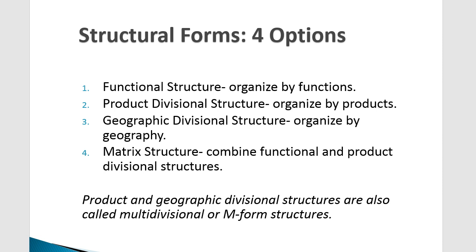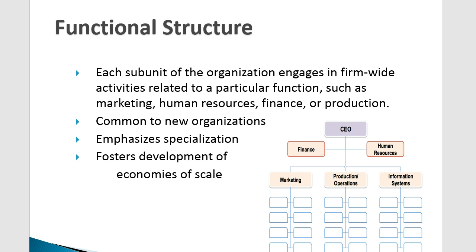Okay, so let's talk about structural forms. We have 4 options. We have organize the structure by functions, organized by products, organized by geographical area, or have a matrix, which is sort of a hybrid combined structure. So each of these different structures have their own benefits.